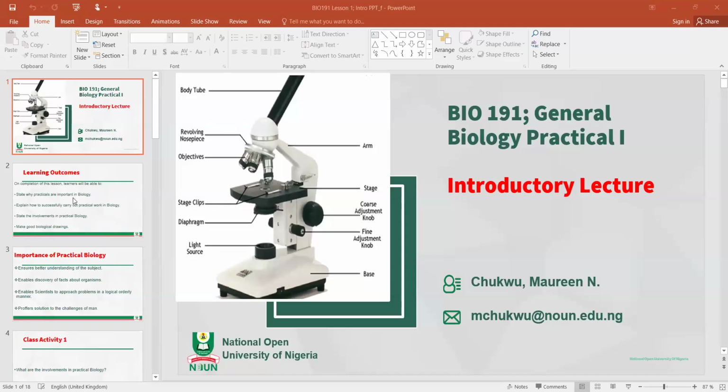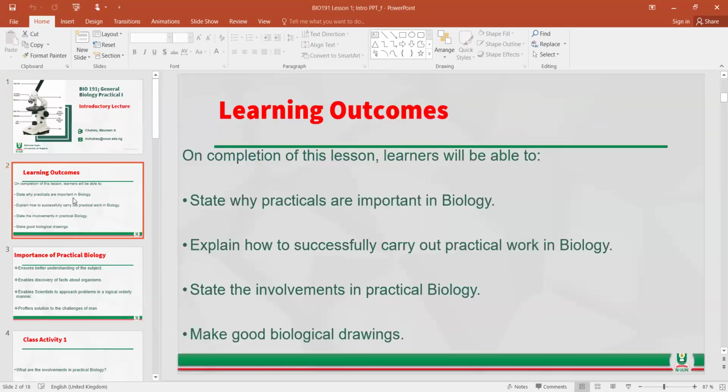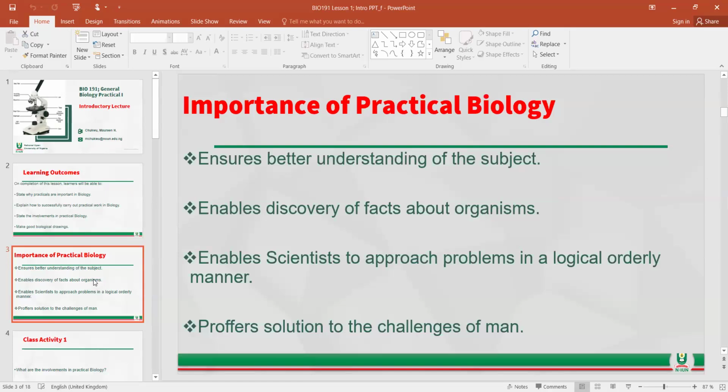So for last week, we looked at the following learning outcomes. At the end of this lesson, you will be able to state why practicals are important in biology, explain how to successfully carry out practical work in biology, say the involvements in practical biology, and make good biological diagrams. Then we looked at the importance of practical biology. As I've already said, after studying in class, we go to the lab. Why all these things? First is for better understanding of the subject matter. It enables discovery of facts about organisms, enables scientists to approach problems in a logical, orderly manner, and find proper solutions to challenges of man.